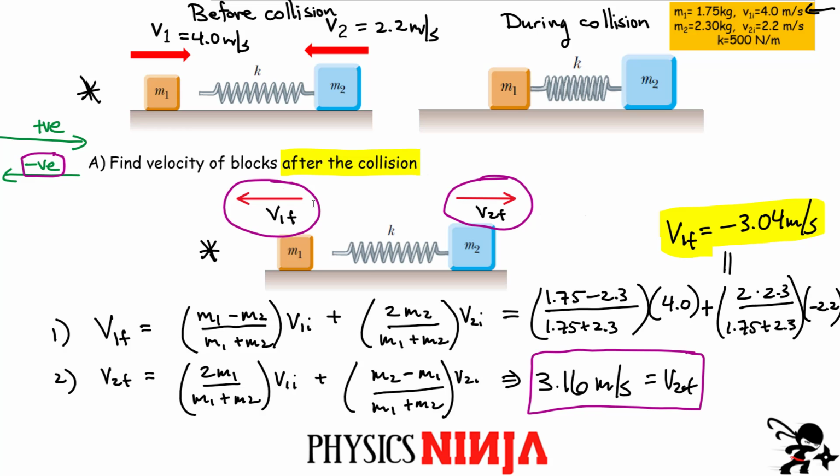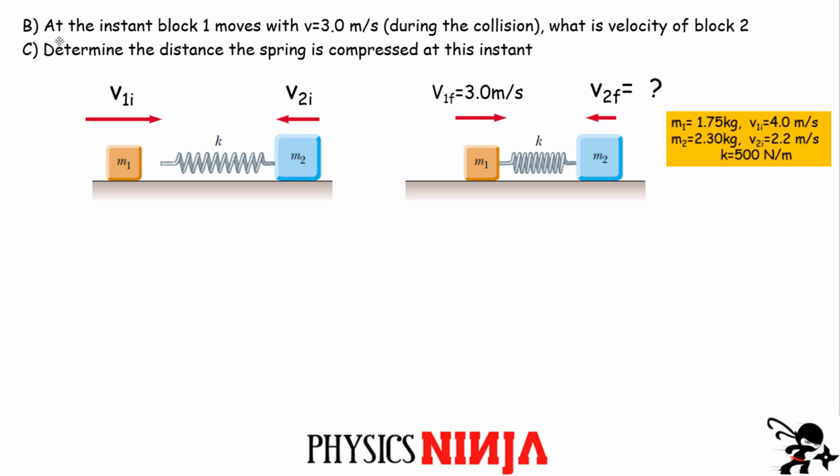This is a 1D collision where we have conservation of momentum, and since we have no more energy in the spring, the energy was put back, we have conservation of kinetic energy before and after. All right, we're going to now look at the instant when we have a little bit of spring compression, and we want to know what is the velocity of block number 2 if I'm telling you that block number 1 is moving at 3 meters per second.